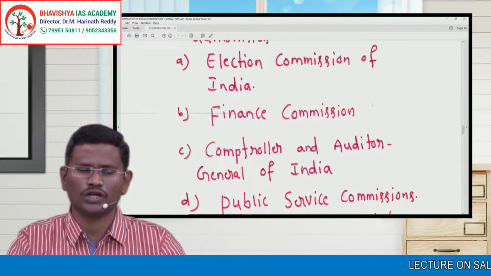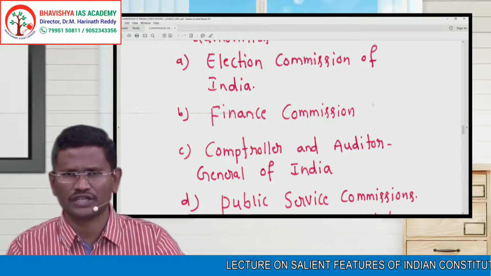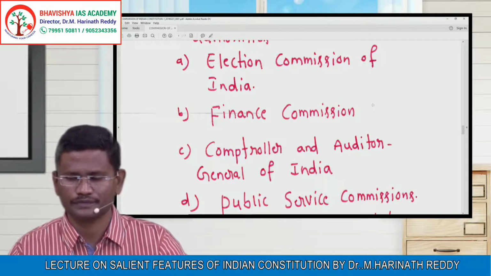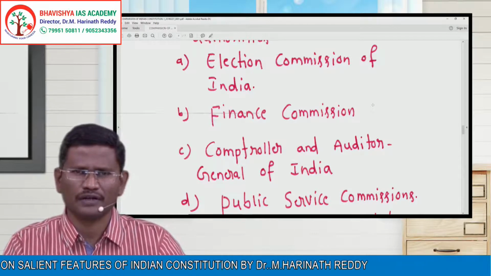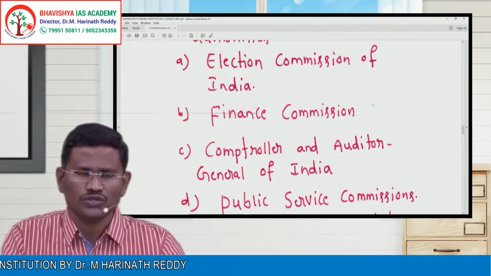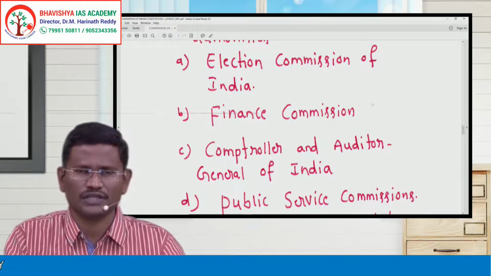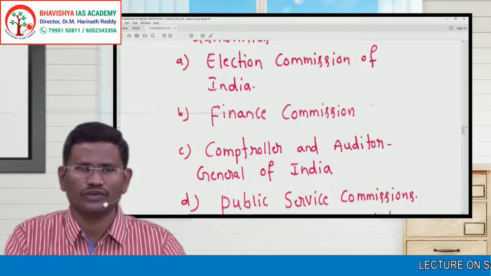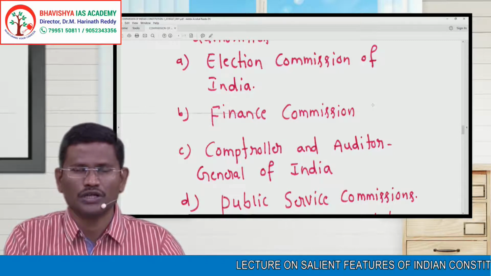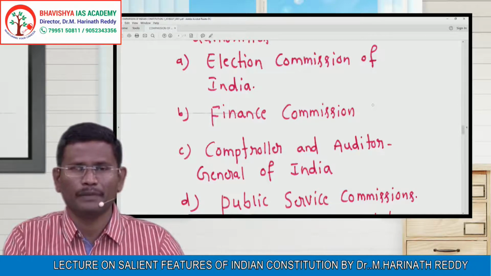Then the Comptroller and Auditor General of India. See, the expenditure made by the governments, both central as well as the state governments, is taxpayers' money. You and me pay a lot of taxes. This money is spent for the welfare of the citizens by the central government as well as the state governments. So the expenditure made by the central government and by all the state governments is verified. It is verified by the Comptroller and Auditor General. So the Comptroller and Auditor General acts as the guardian of the public purse.